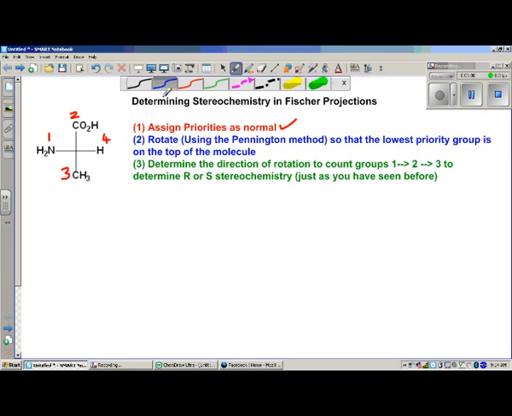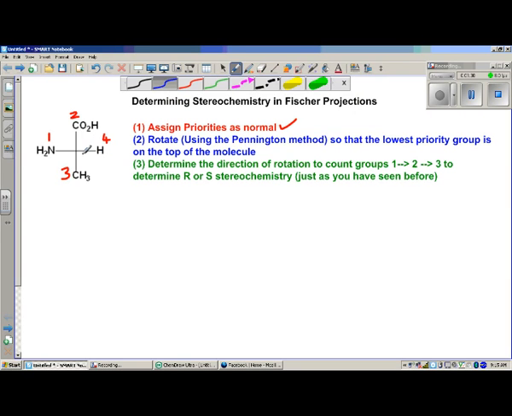Alright. Now step 2, this is very similar to the Pennington method that you've seen before. The only difference is, in doing the Fischer projection, if you remember on the previous video, the dashes represented the atoms pointing up and down. Specifically the one pointing up here means the atom pointing away from you. So you want to rotate around a certain part of this molecule to get the hydrogen up on top.